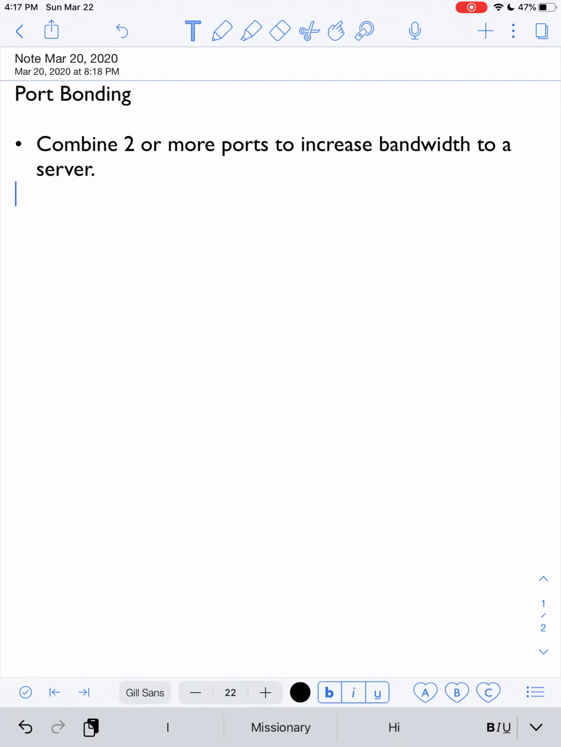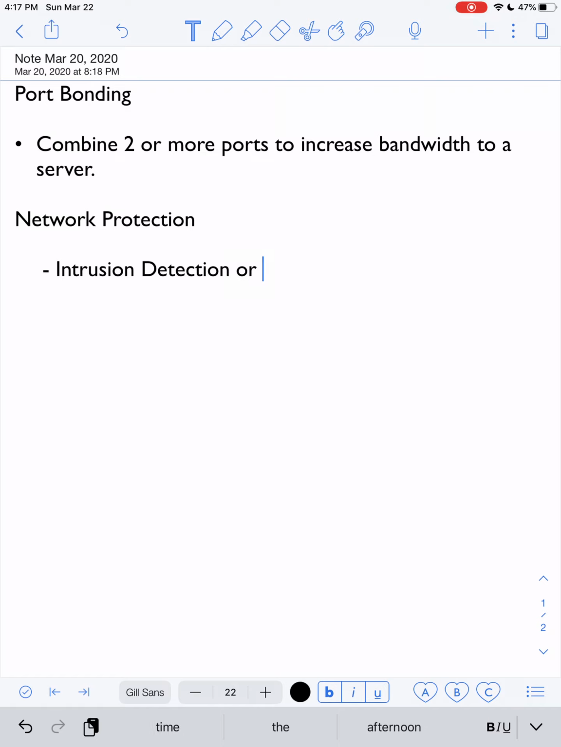Now we also have the capability, within our network or with a switch, of network protection. When we're talking about network protection, as a general rule, there are several areas that we can be looking at. One is intrusion detection or prevention. Think of these as intrusion detection and prevention.